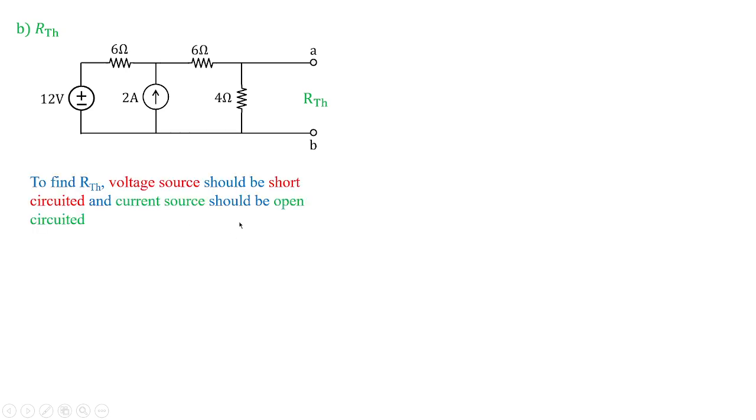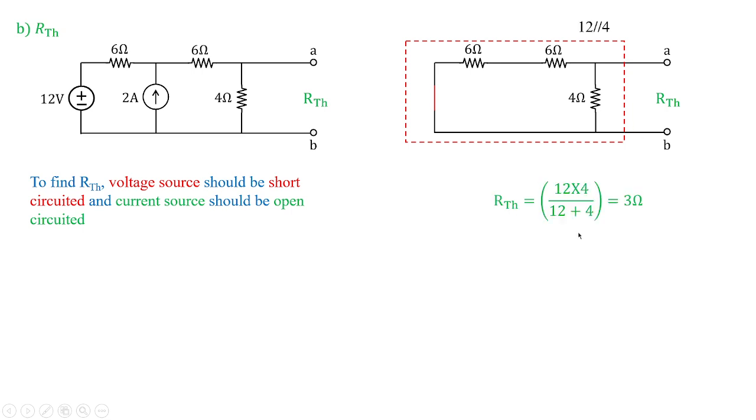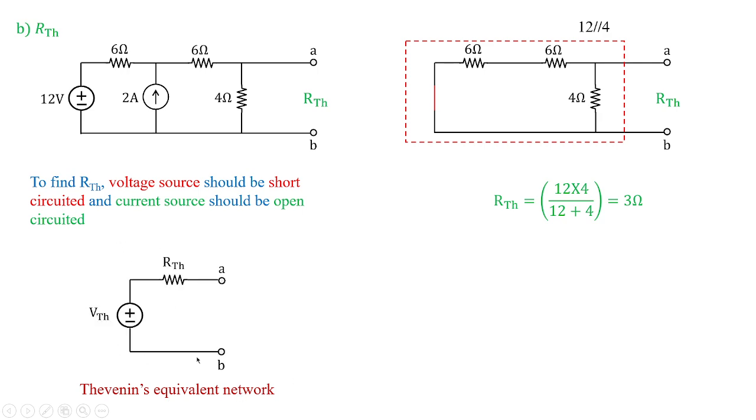So how the conditions would be, here we have written. So here the voltage source is shorted and the current source is open circuited. Now clearly you can see 6 and 6 are in series, that is in parallel with 4. So 12 is in parallel with 4, which will give you the value of equivalent resistance as 3 ohms. That is also called Thevenin's resistance. So once we are done with VTH and RTH, we can easily draw the Thevenin's equivalent network.